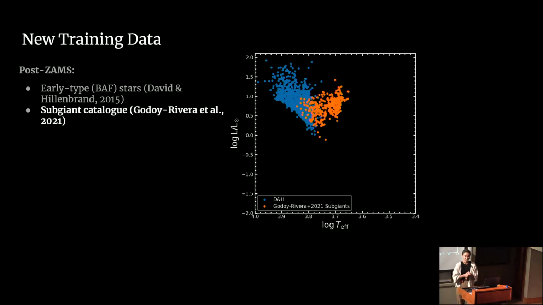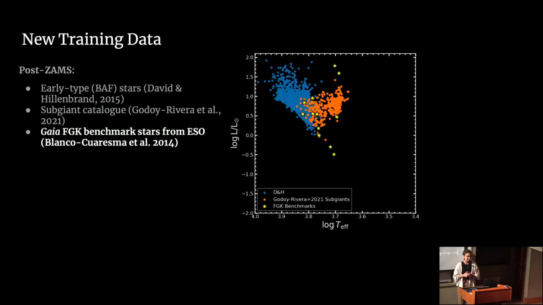Then we have another catalog of subgiants that I'll denote in orange. And in addition to them having rigorous probabilistic estimates of age and mass, subgiants evolve very quickly, and so we get extra precise age and mass estimates from model fitting. So another good catalog. And lastly, for the post-SAM stars, we include the Gaia FGK benchmarks from the European Southern Observatory, which I'm going to denote with yellow stars in this presentation because they're kind of considered the gold standard for ground truth stellar parameter estimates.